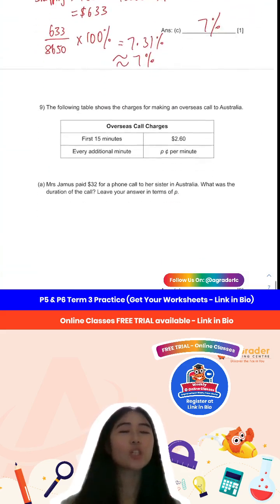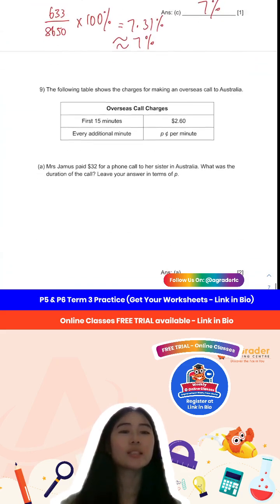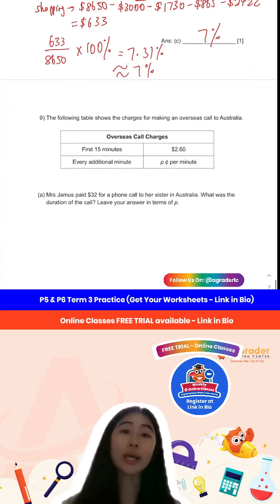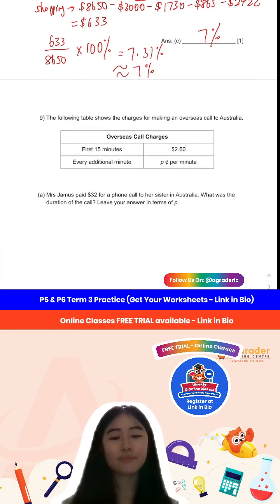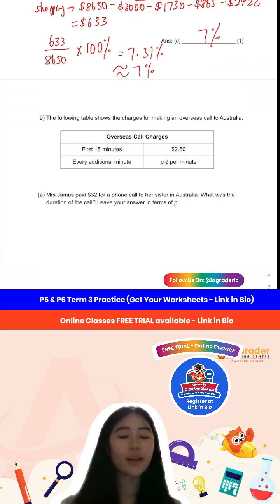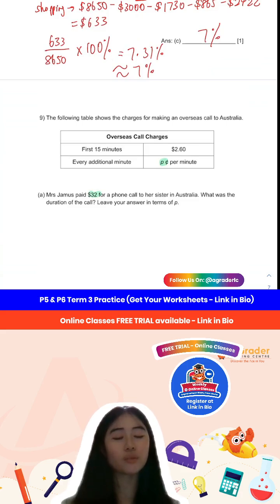Let's move on to our last question, then we will have our Kahoot. The last question is on algebra. The following table shows the charges for making an overseas call to Australia. The first 15 minutes will cost $2.60. Every additional minute is P cents per minute. Mrs. James paid $32 for a phone call to her sister in Australia. What was the duration of the call? Leave your answer in terms of P.